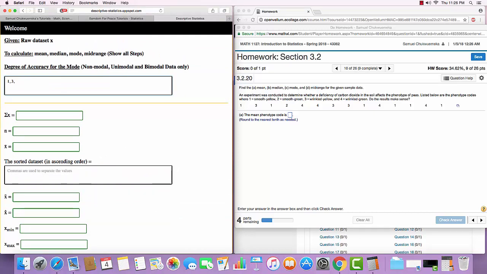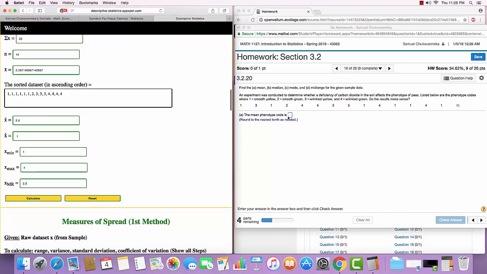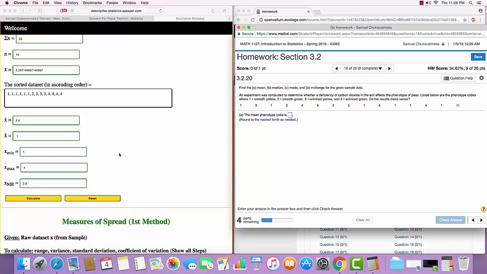We have 1, 3, 1, 2, 4, 4, 3, 3, 1, 4, 1, 1, 4, 1. That's 14 values. All right, calculate. The mean is to the nearest tenth, which means one decimal place. So that gives us 2.4.